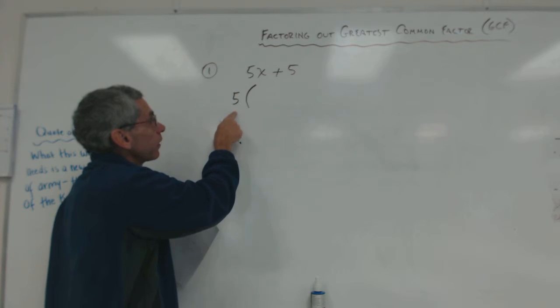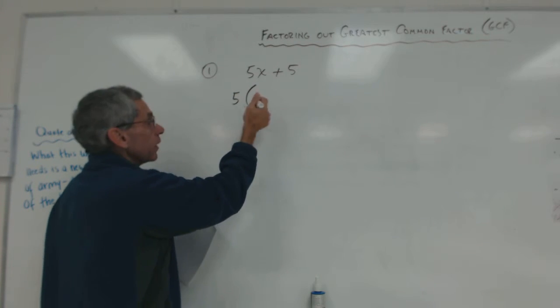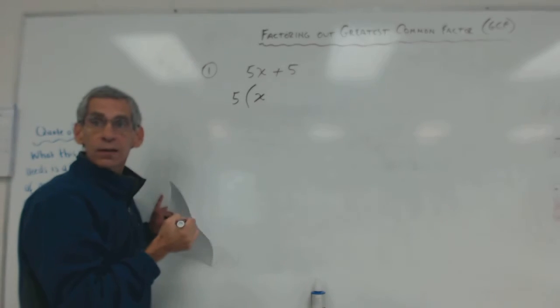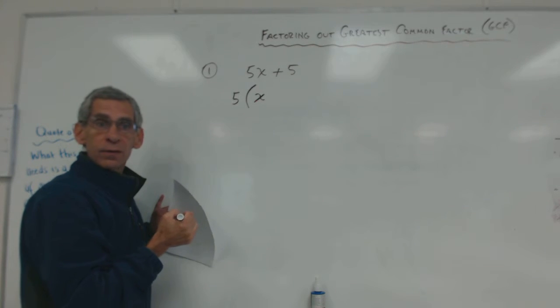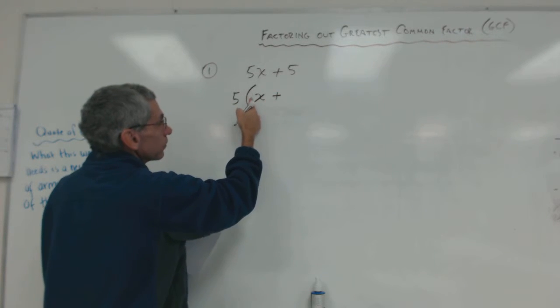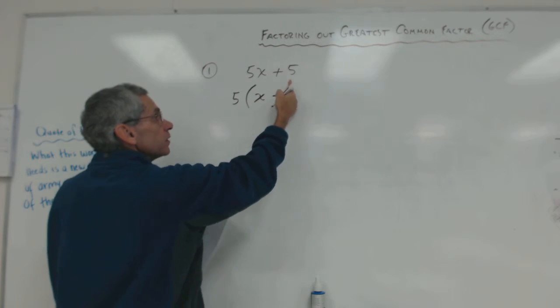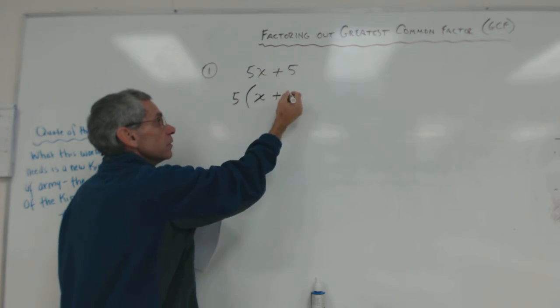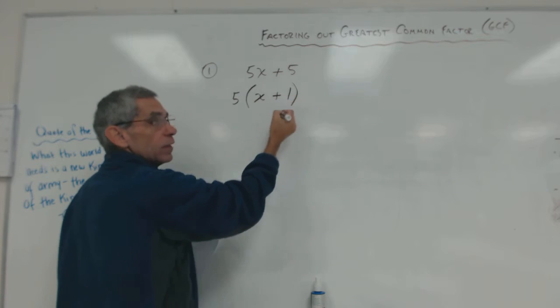So 5 divided by 5 is what? 1. And I can write 1x or I could write x. It doesn't matter. They're the same thing. I prefer to write just x instead of 1x. And then plus 5 divided by 5 is another 1. There you go. We're done.